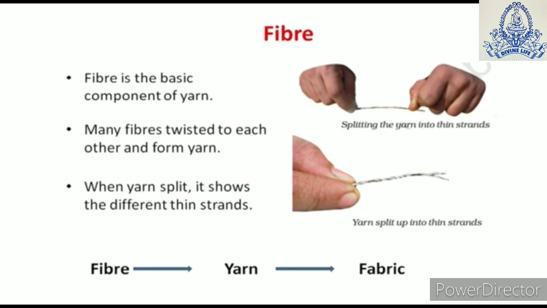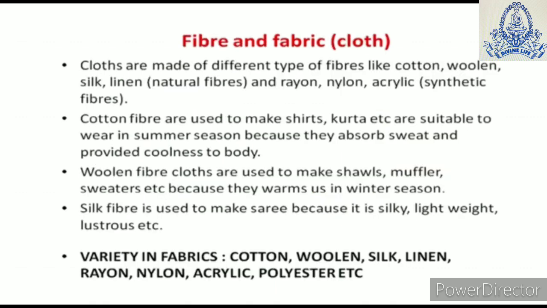So fiber is a basic component of yarn. When yarn is split, it shows different thin strands, which are fibers. Many fibers twisted together form yarn. Clothes are made up of different types of fiber like cotton, woolen, silk, linen, rayon, nylon, acrylic. Cotton fibers are used to make shirts, kurtas, etc. And it is very suitable in summer season because it absorbs sweat. Woolen fiber cloths are used to make shawls, mufflers, and they keep us warm and are used in winter. There is a variety in fabrics like cotton, woolen, silk, linen.